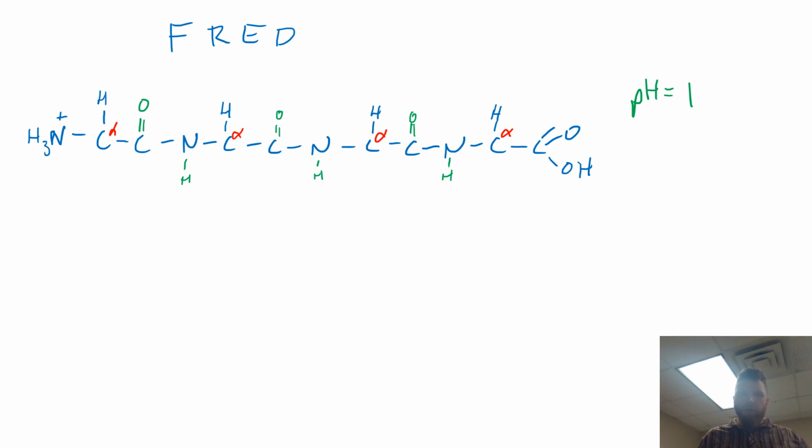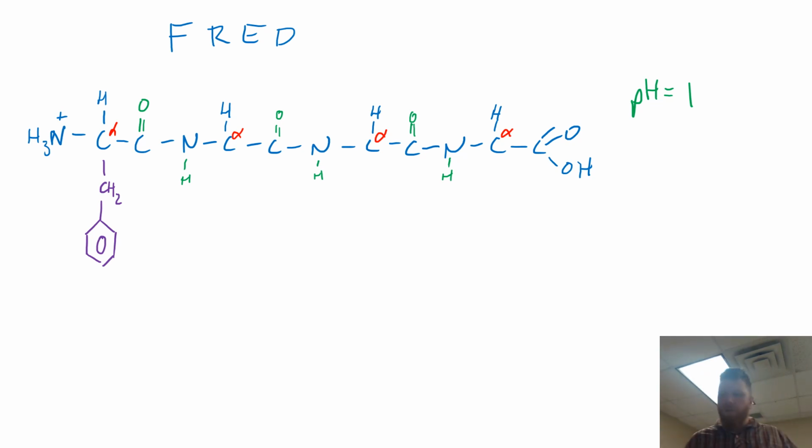And I'm going to switch colors. Let's go to purple. And what does that actually look like? F is a phenylalanine. And that phenylalanine is going to look like this, CH2, and then we've got 1, 2, 3, 4, 5, and 6. We've got a 6-membered ring. So there is our phenylalanine.